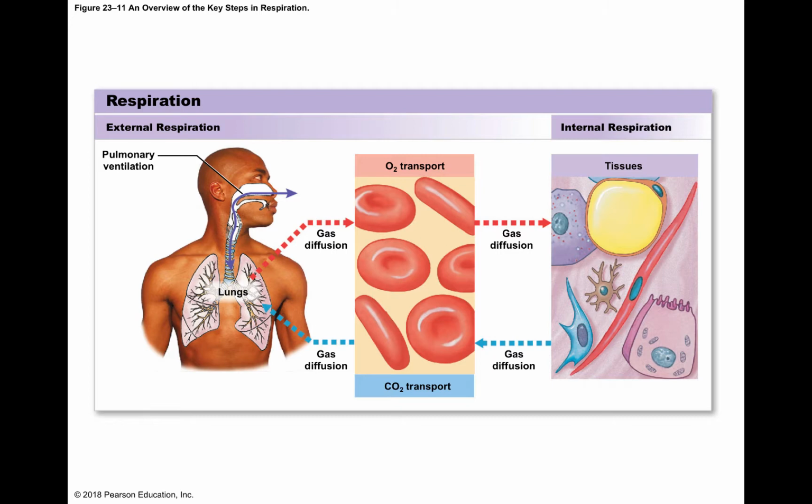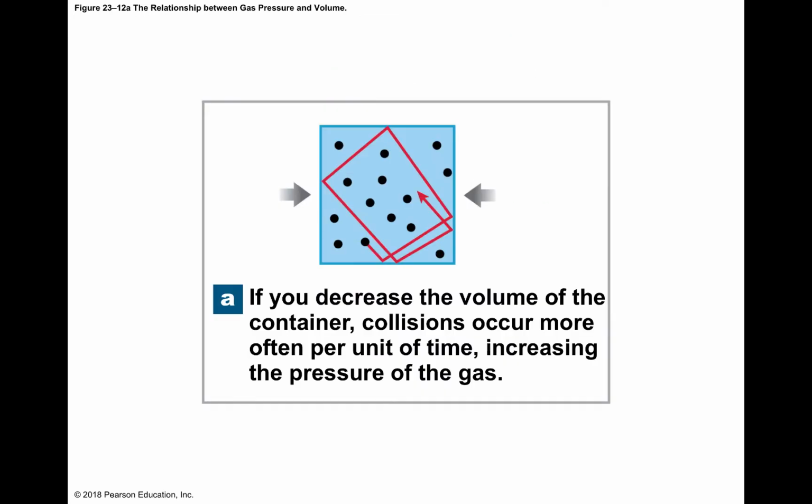So in order to move air into the lungs, how would we do that? Do we increase the pressure out in the environment, or do we decrease the pressure in the thoracic cavity? We have to decrease the pressure in the thoracic cavity. We have to make the pressure inside the thoracic cavity lower than what's going on out here, so that air will move from the higher pressure into the lower pressure, right? Okay, so let's take a look at some basic physics.